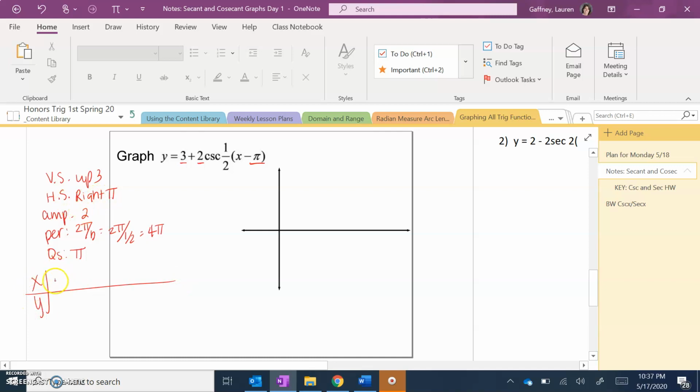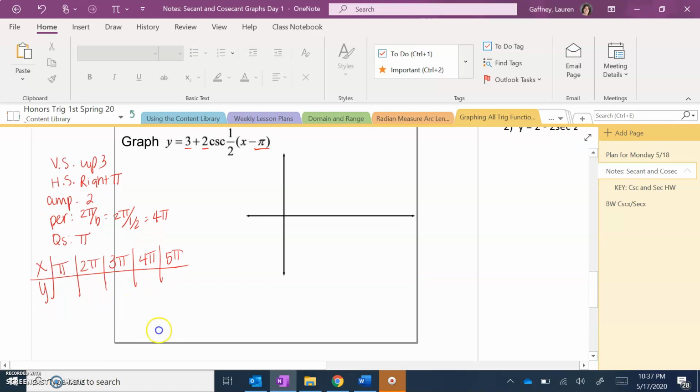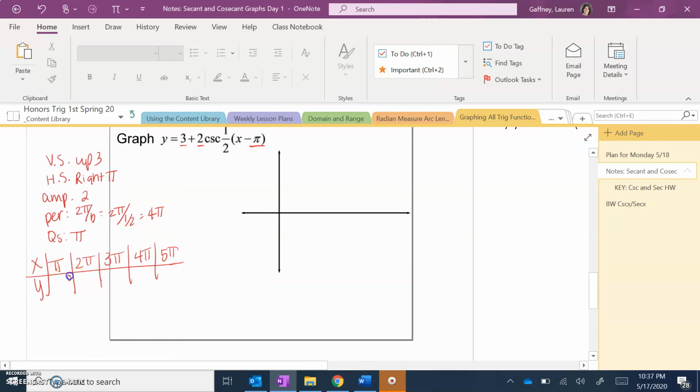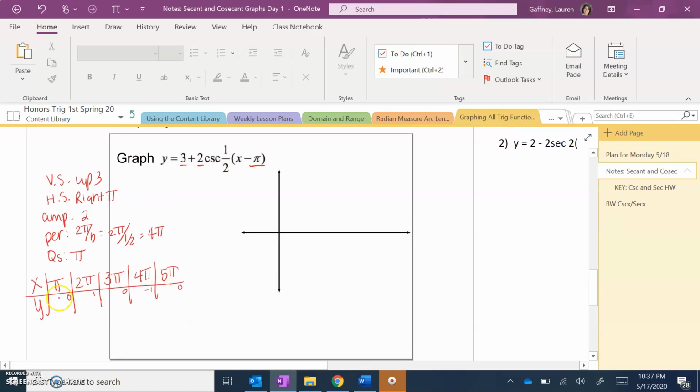So my horizontal shift tells me where I'm going to start, and my quarters tell me what I count by. So I'm going to add pi. So pi, 2 pi, 3 pi, 4 pi, 5 pi. Okay? So if this were sine, the values of sine would have been 0, 1, 0, -1, 0. So if I put pi into here and this were sine, I would have gotten 0, so then just 3. If this were sine, I would have gotten 1 here, so 5, -1 here, so 1.